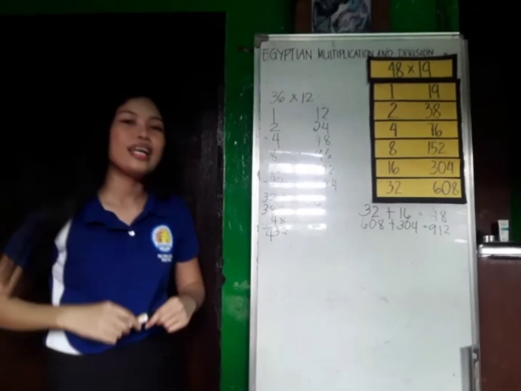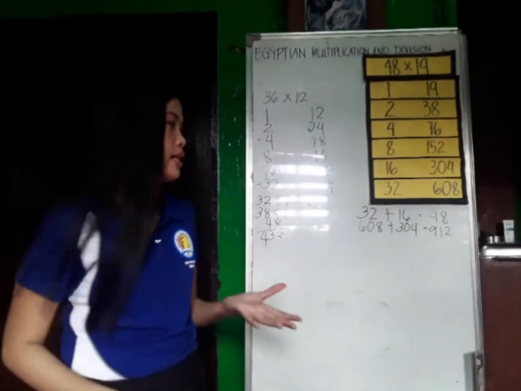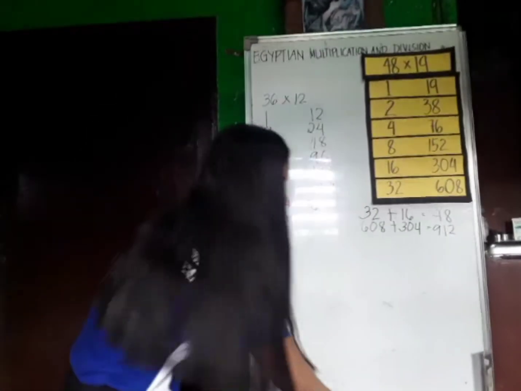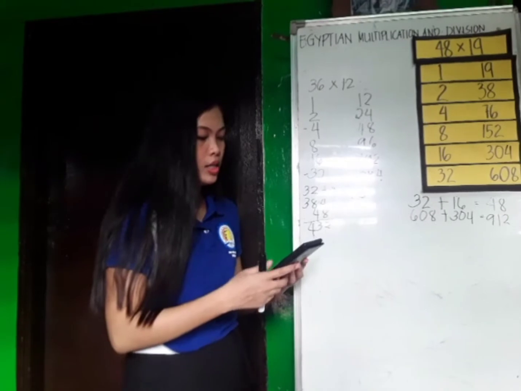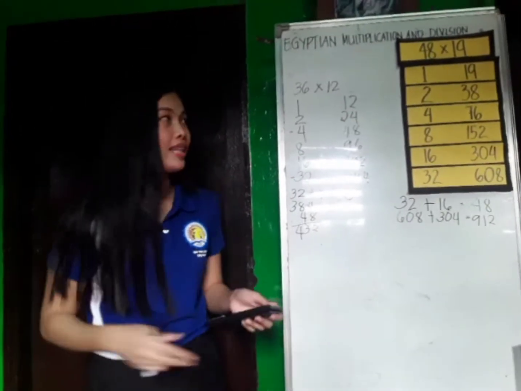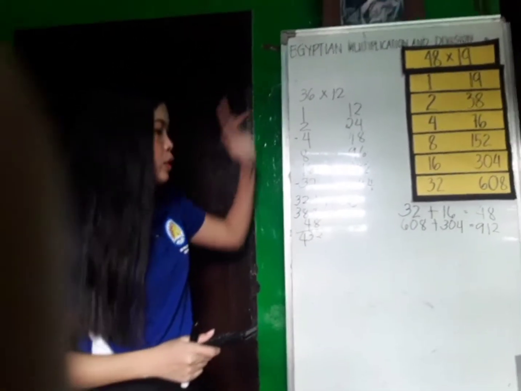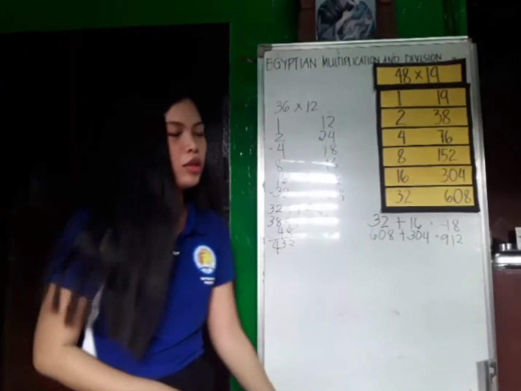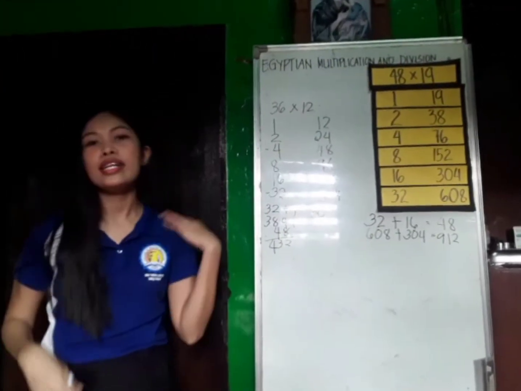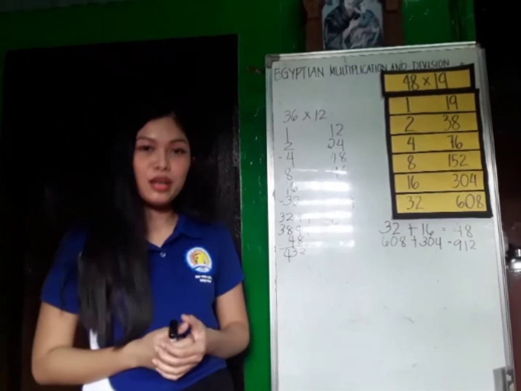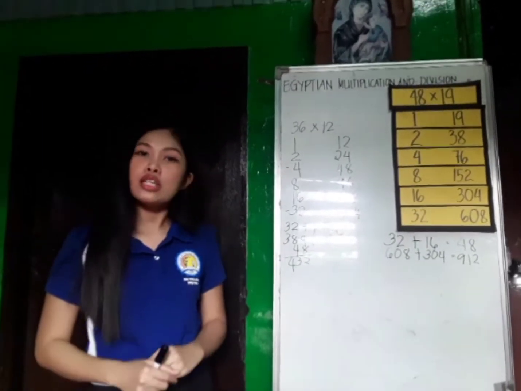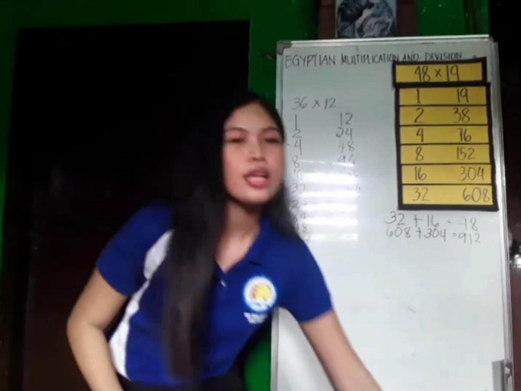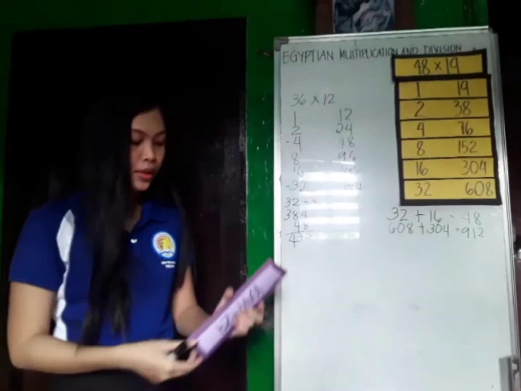So the answer will be 432. Again, use your calculator and check if it is correct. So 36 times 12 is equal to 432. So we are right. Now, since you already know how to multiply numbers using the Egyptian method, we will proceed to division.